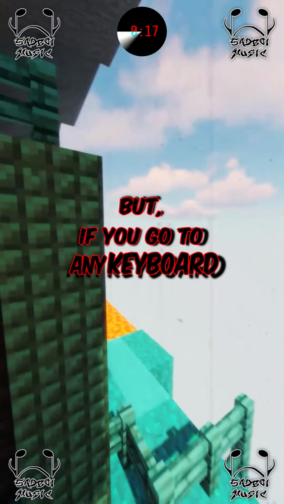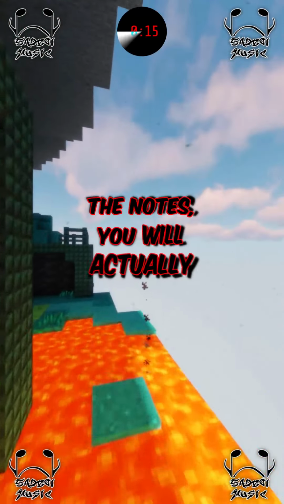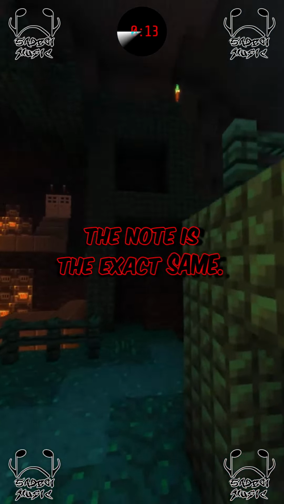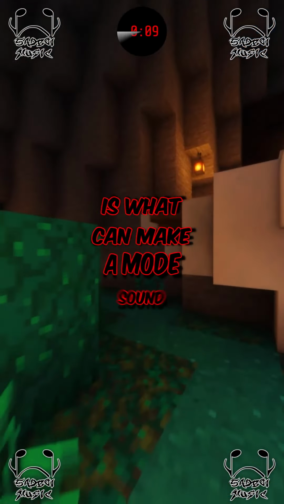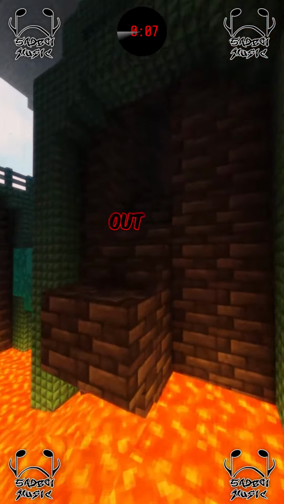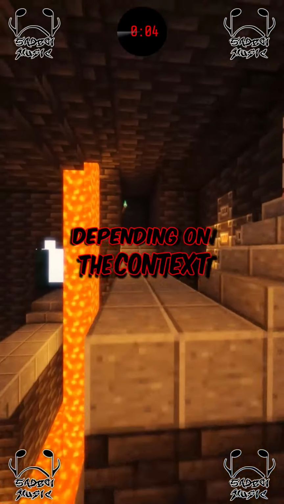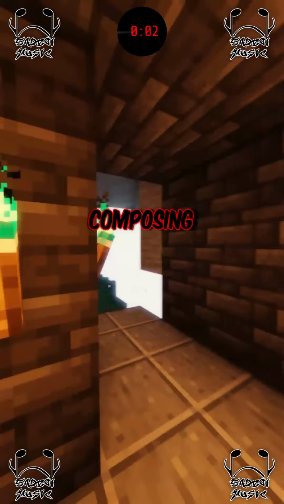But, if you go to any keyboard and look at the notes, you will actually see that the note is the exact same. So it seems to be that the tritone interval is what can make a mode sound either the brightest or the darkest out of all of the modes, depending on the context of how you use it when you are composing and producing.